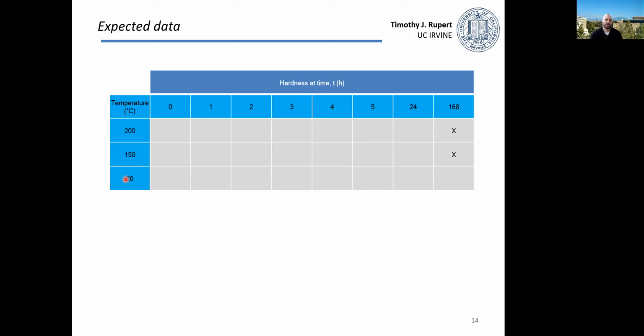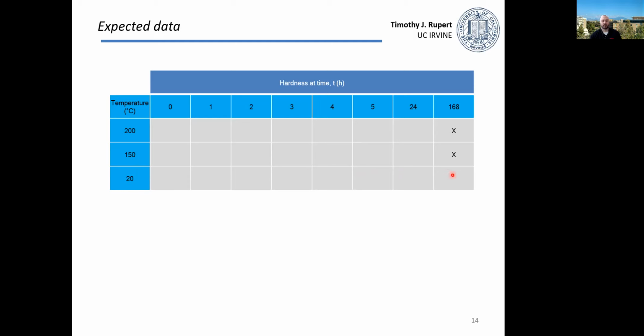So I'm going to do what's sometimes called natural aging. I'm going to solutionize a sample, quench it down, and then measure just as it's sitting on the lab bench at room temperature, nothing crazy happening to it. How does its mechanical behavior change over time? So I'm going to repeat these experiments at these different times: 1, 2, 3, 4, 5, and 24 hours.